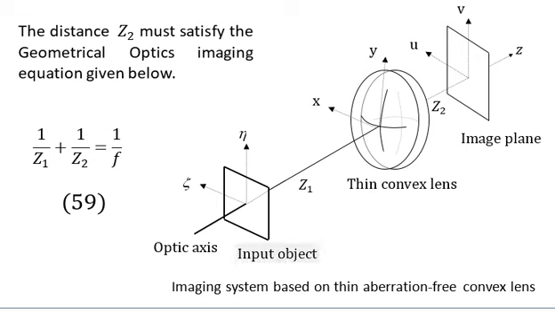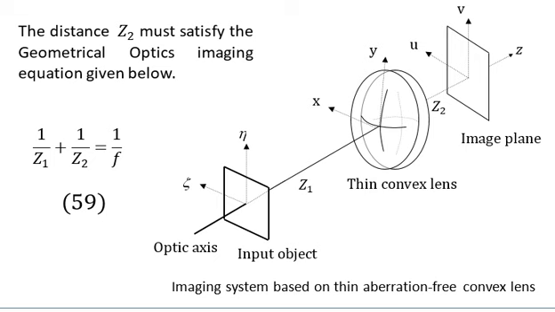The separation between the input object plane and the thin convex lens plane is denoted by capital Z1, and the distance between the lens and the image plane is denoted by Z2. The optic axis is also passing along the z-axis, and all these three planes are centered at the optic axis. And the imaging system based on the thin aberration-free convex lens is shown.